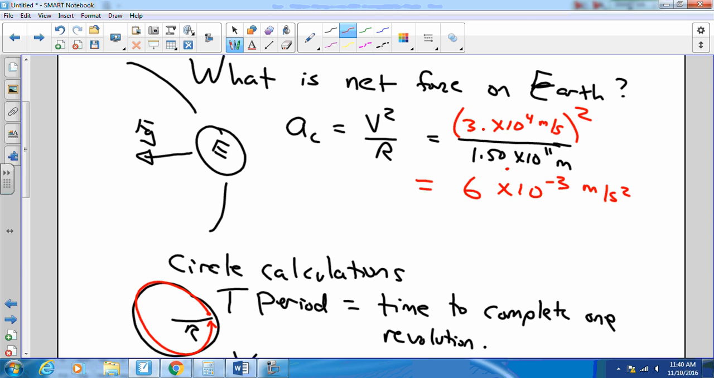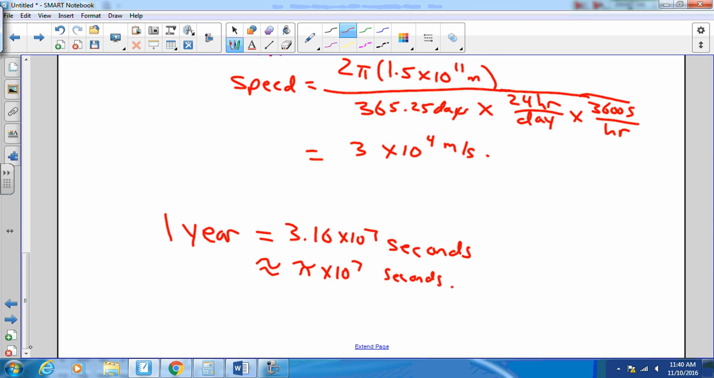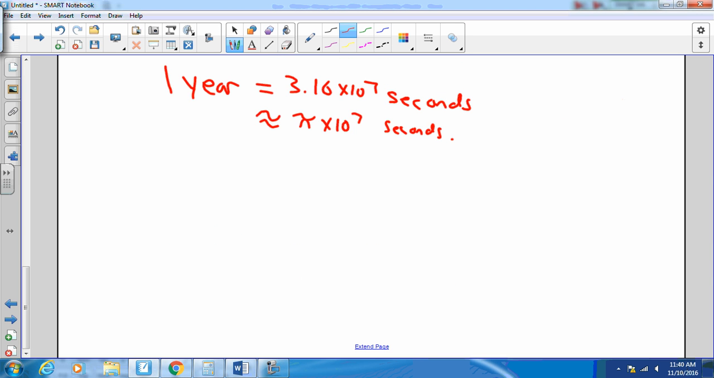Okay, does this make sense to everybody? Good. Now what about the force? Here's the interesting thing. For all that patheticness of our acceleration, the force is still pretty large, because of course we all know that F net is equal to ma. And we look up the mass of the Earth.